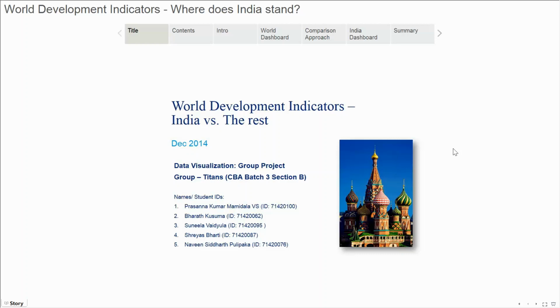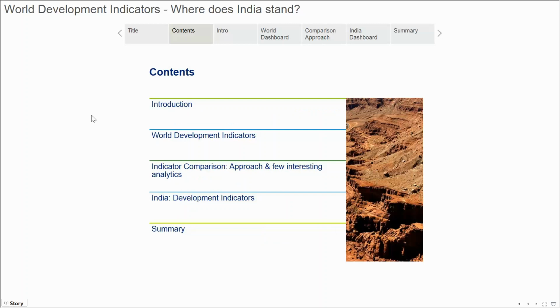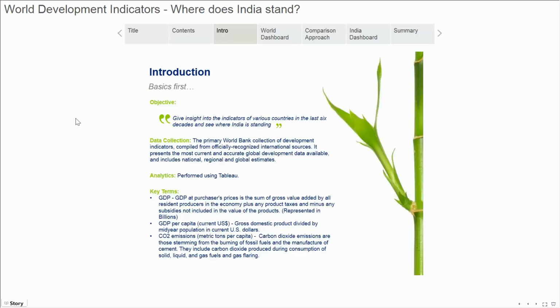Our data visualization project is to look at the world development indicators trends and to compare India versus the rest. We will start with the introduction and then look at the world development indicators trends first, followed by the comparison of indicators of India versus the others. Let's look at the basics first.